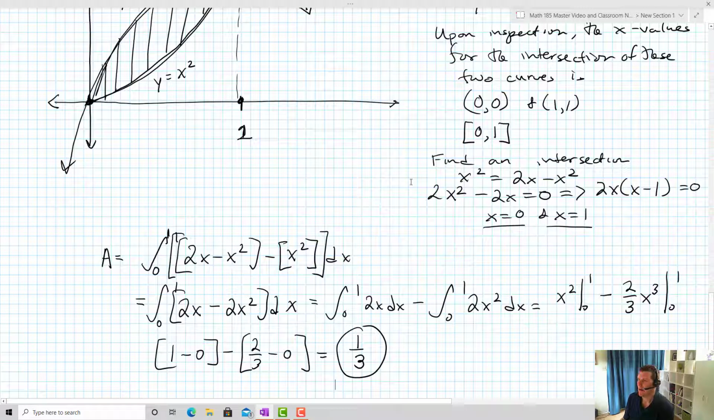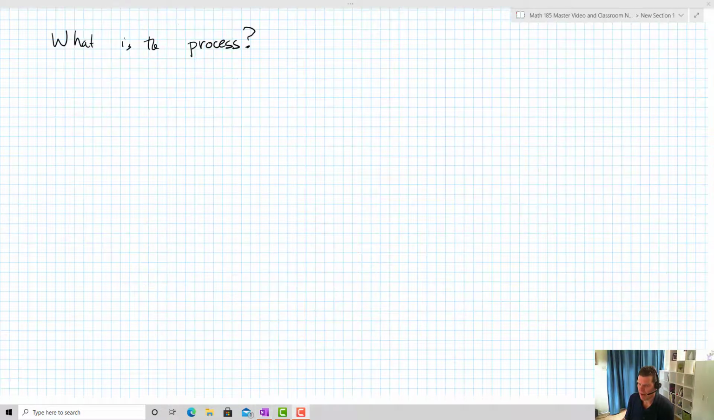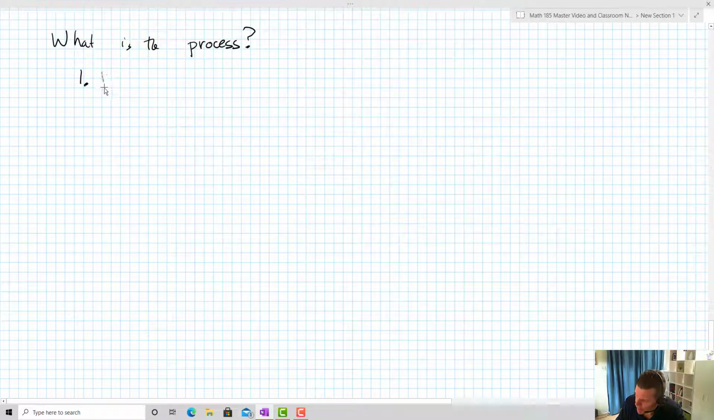Once again, if we look at this, there's a process, and I'm going to enumerate that process right now. So what is the process? 1. We're first going to draw the two curves. This is going to help us every step along the way. So we'll draw the two curves.